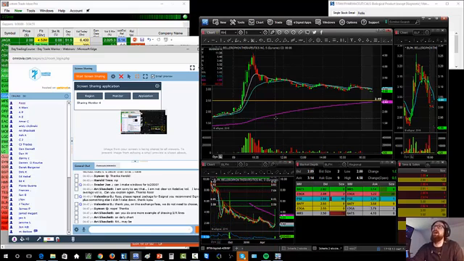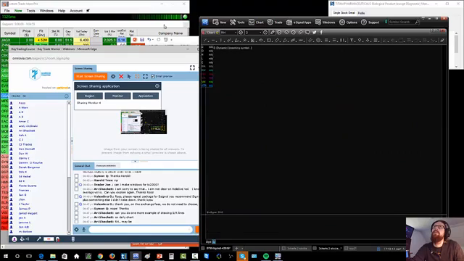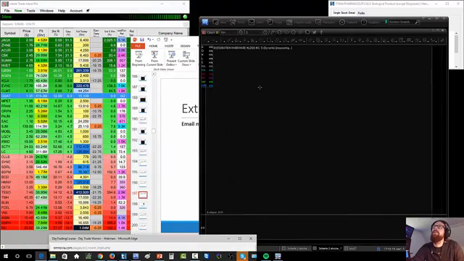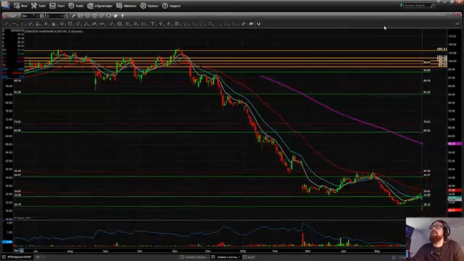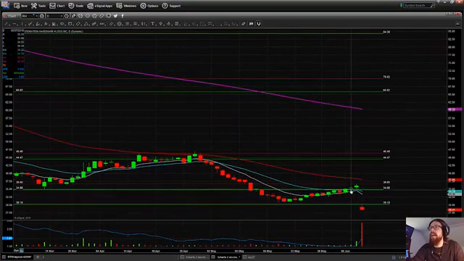Sure, let's look at Restoration Hardware. Yeah, we can look at the daily chart on this one. Okay, so here we've got a big gap down. As of today, we now have a big window right here, right?